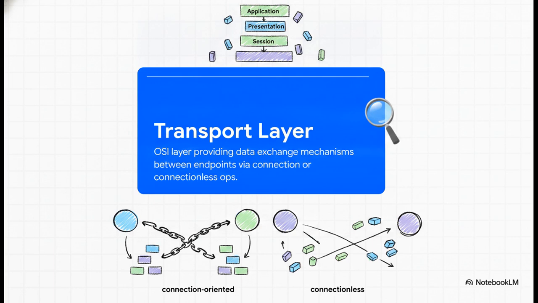Its entire job is to take raw data and prep it for a highly unpredictable journey across physical networks. And to pull this off, it offers two very different types of services. Connection-oriented services, which meticulously track every single detail, and connection-less services which, well, they basically just throw the data out there and hope for the best.